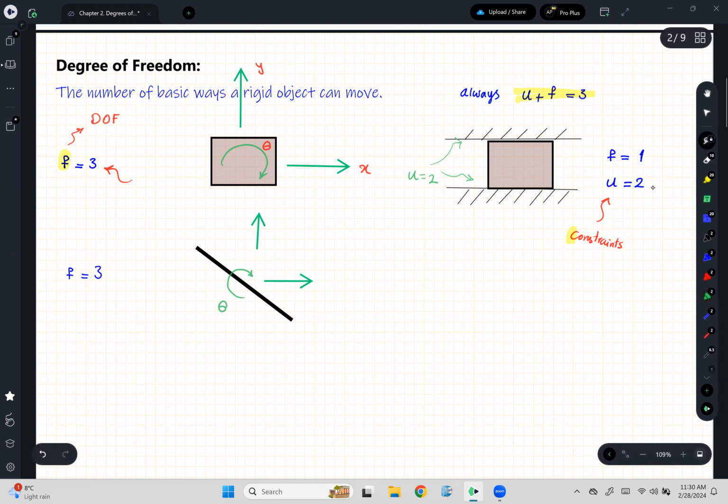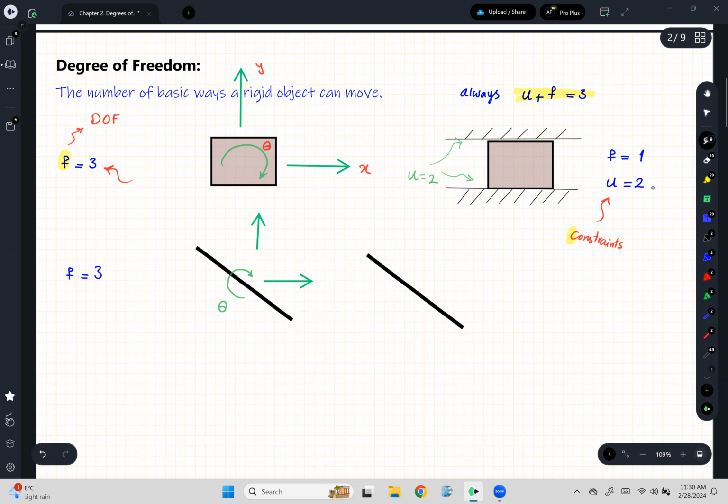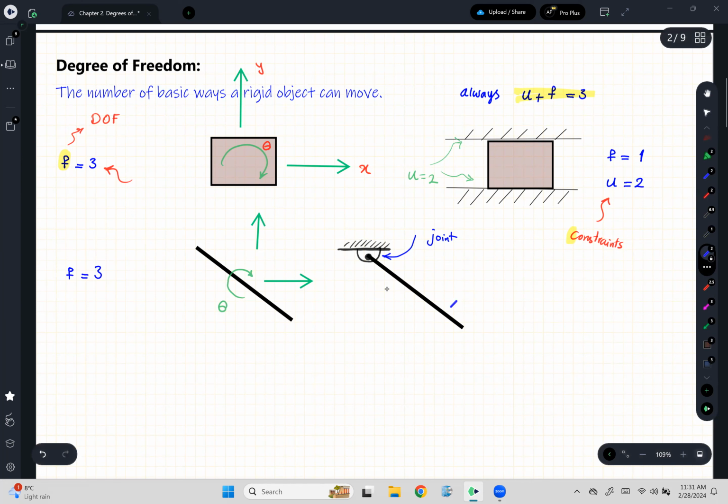Now the same link, let's say I join it to the screen. So I use a pin and I join it like that to the screen. So this is a joint. Now, if I ask you how many degrees of freedom it has, obviously this link now cannot move left and right, up and down.